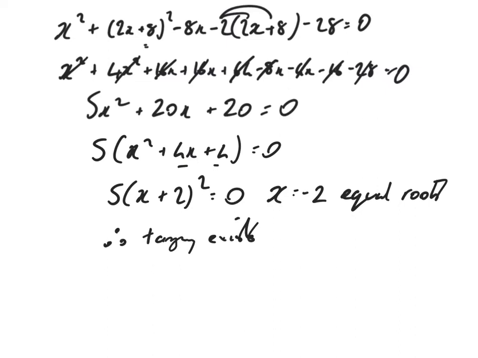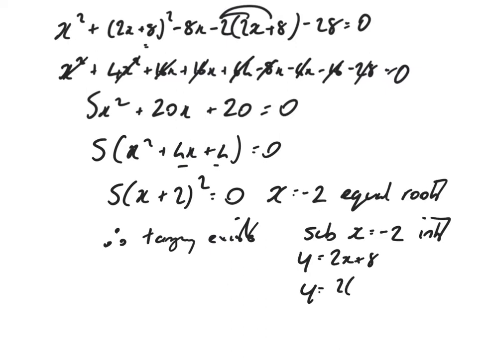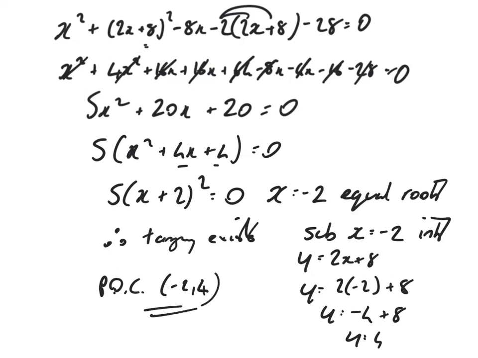I can then go forward and find the point of contact by getting the x coordinate, the y coordinate. So I sub x equals minus 2 into my equation for y, which is 2x plus 8. So that will be y equals 2 lots of minus 2 plus 8, and that's minus 4 plus 8. And y is equal to 4, so the point of contact then is minus 2, 4.